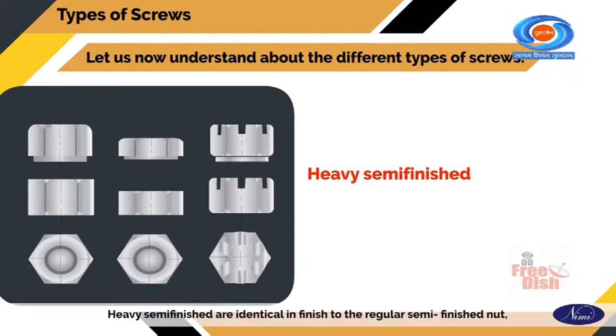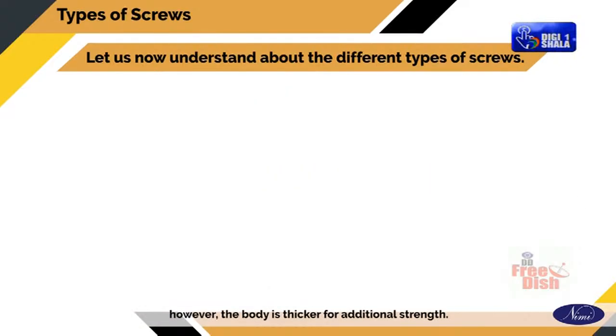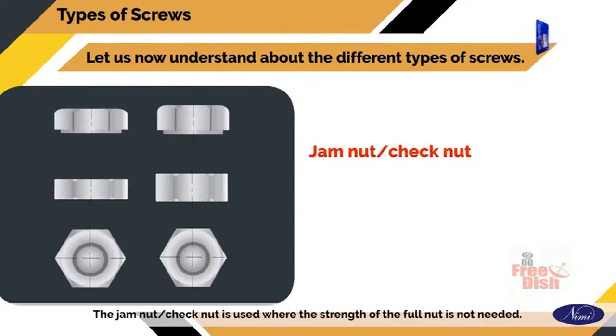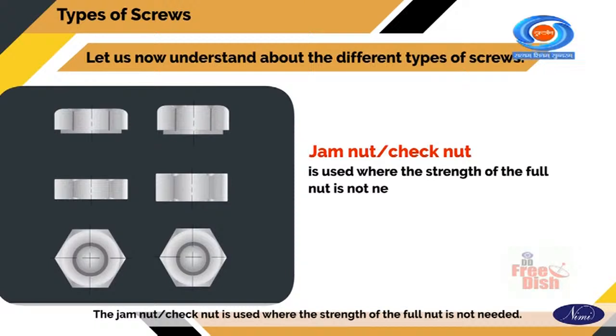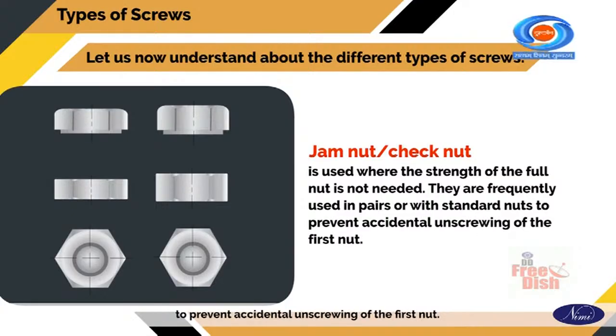Heavy semi-finished are identical in finish to the regular semi-finished nut, however the body is thicker for additional strength. The jam nut or check nut is used where the strength of the full nut is not needed. They are frequently used in pairs or with standard nuts to prevent accidental unscrewing of the first nut.